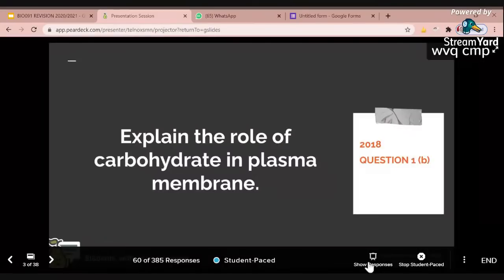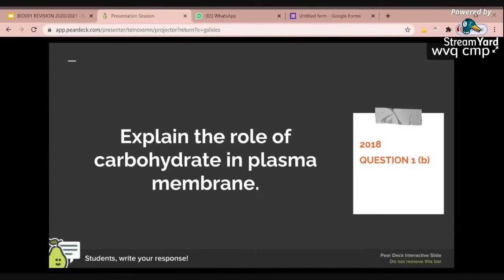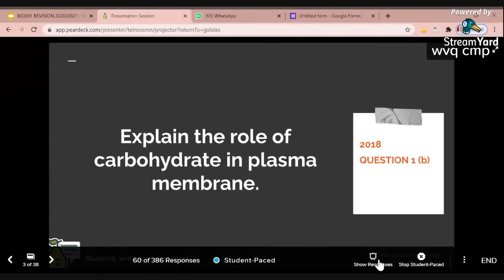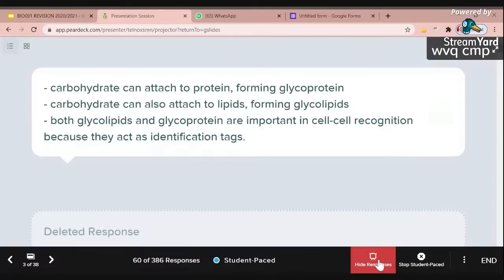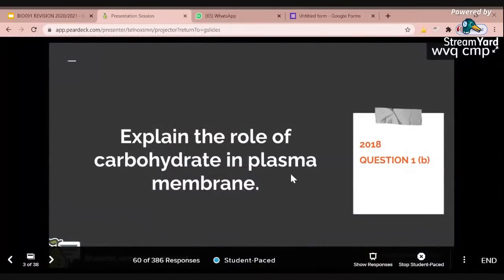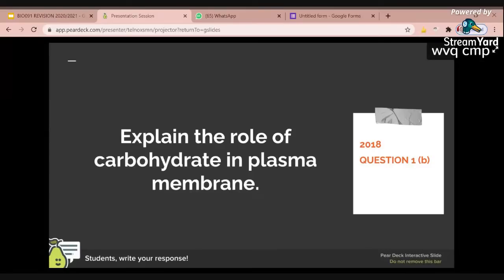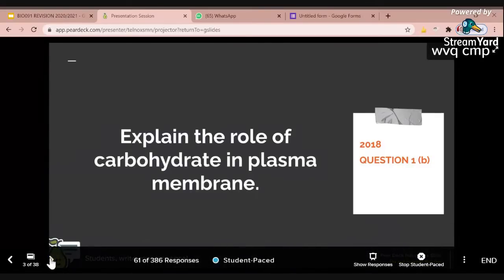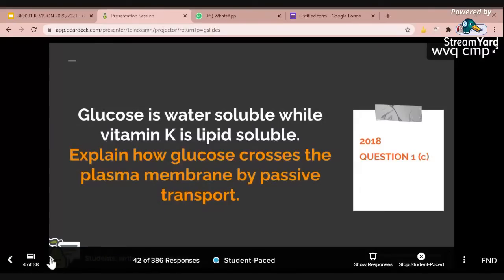Right, so untuk soalan yang pertama, soalan tentang role of carbohydrate in plasma membrane. Saya rasa soalan ni senang je. So as long as you letakkan role of glycolipid atau glycoprotein, they are correct lah. Okay, next one.